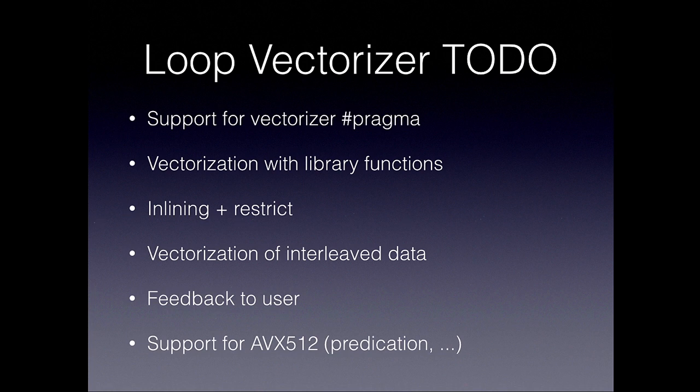All right, we have heard about features that we support today. Let's talk about some features that we might want to add in the near future. So on the top of this list, we have support for vectorizer pragmas. I'll go into a little bit more detail in the following slides. I'm just going to list a few of them now. Vectorization with library functions, inlining and restrict, vectorization of interleaved data. We also want to be able to give feedback to the user when and why we didn't vectorize the loop. And as we've heard in the poster session outside, we also want to support new processors like the AVX 512 that have features like predication of many instructions.